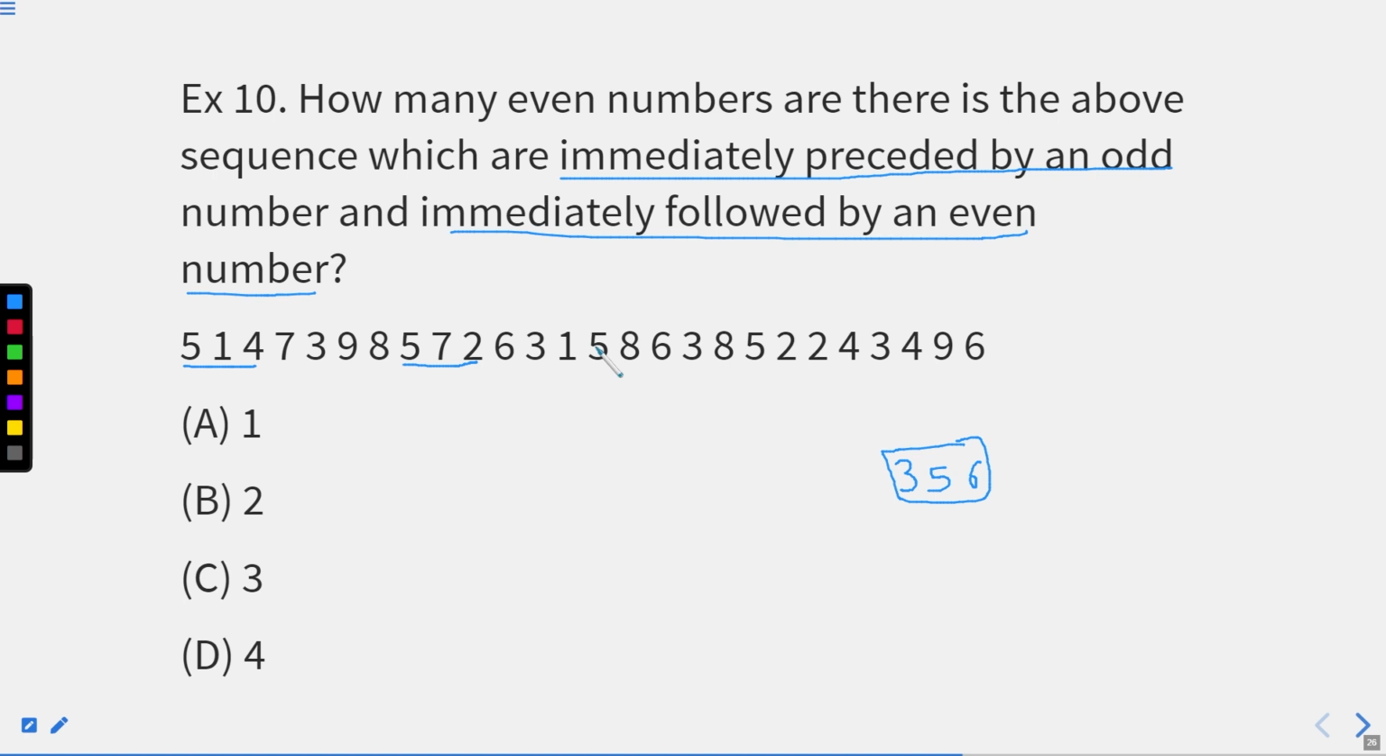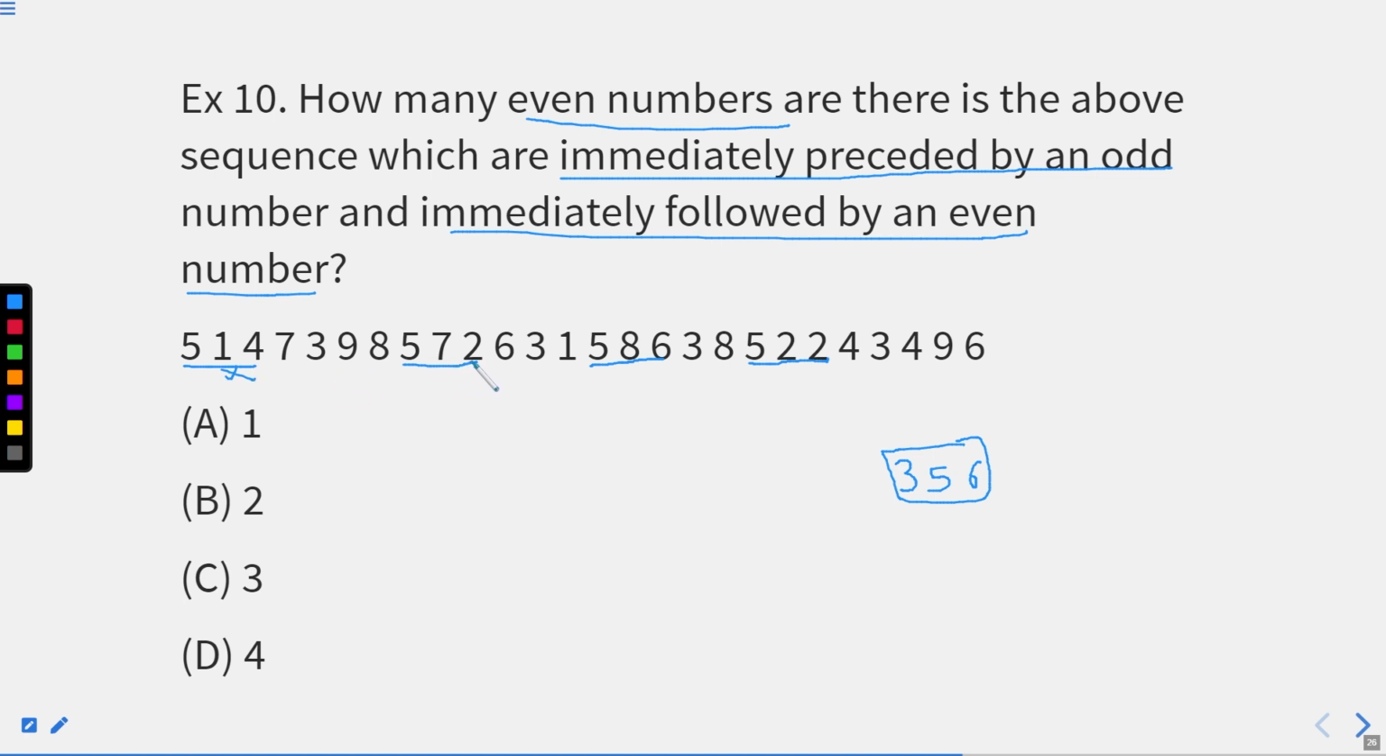If we talk about 5, what we are having? 8, 5, 6. So we are having an odd number, then we are having an even number. Yes, we are getting it. Similarly, if I talk about 2, we have 5, 2, 2. Again it will form, right? Now we are able to figure out 4 different such pairs. But as per the question, how many even numbers are there? So 1 is an odd number. We know that. So we will not consider this, right?